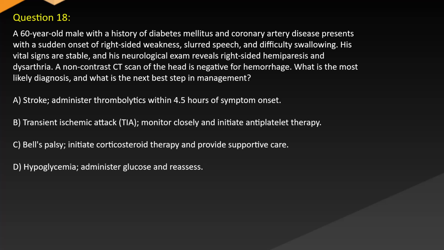Question 18. A 60-year-old male with a history of diabetes mellitus and coronary artery disease presents with a sudden onset of right-sided weakness, slurred speech, and difficulty swallowing. His vital signs are stable, and his neurological exam reveals right-sided hemiparesis and dysarthria. A non-contrast CT scan of the head is negative for hemorrhage. What is the most likely diagnosis, and what is the next best step in management?